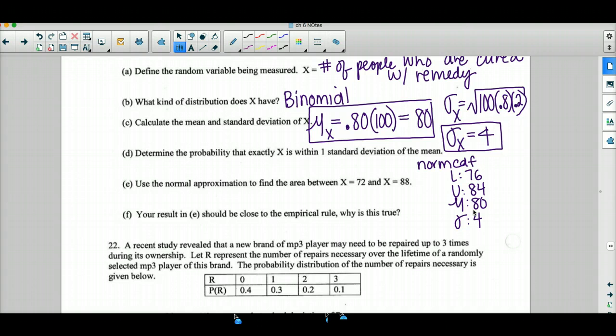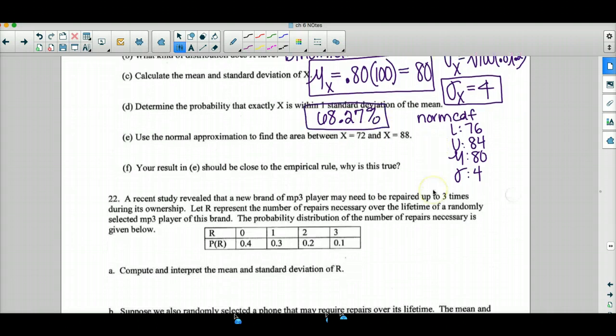And we know we're expecting this one to be 68, right? Because it's 1 standard deviation. I said that earlier for 2. My bad, 68.27. Yep. Use the normal approximation to find the area between 72 and 88. So this would be 72 and 88, same situation.